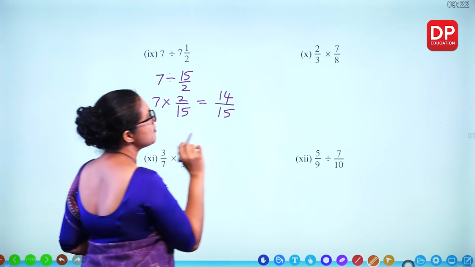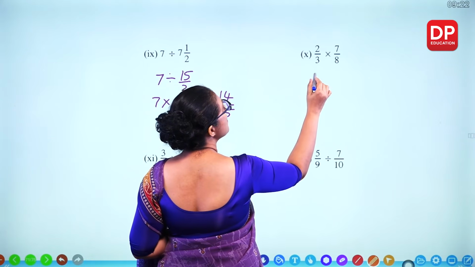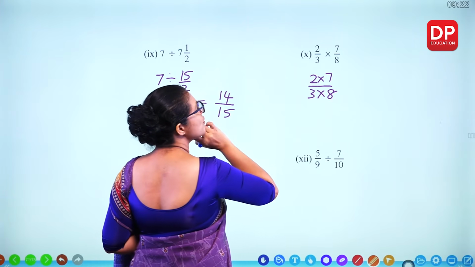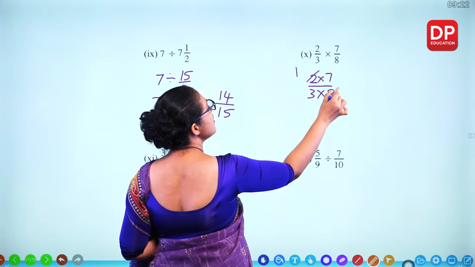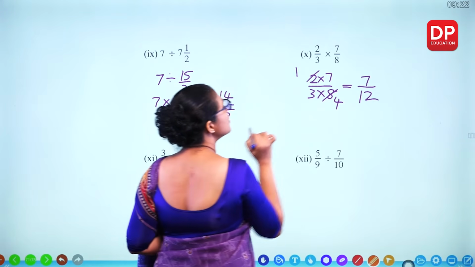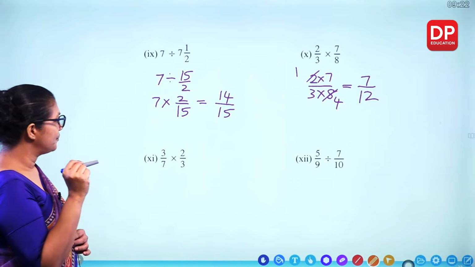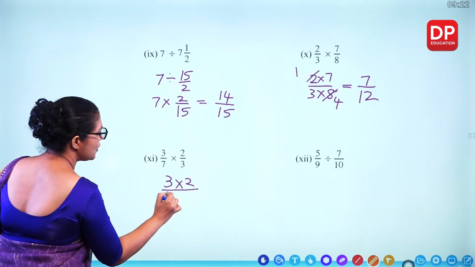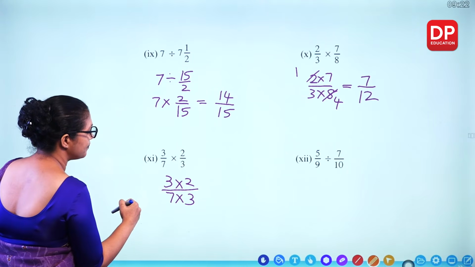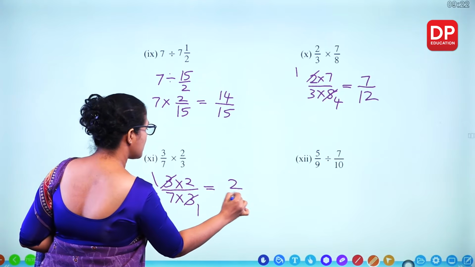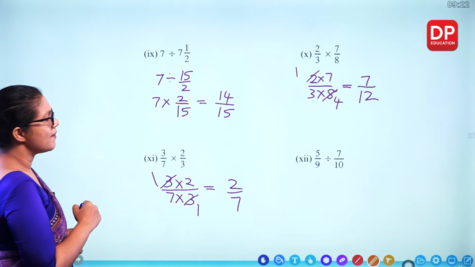This one, multiply fractions. Multiply the numerator separately and denominator separately. Can you simplify? Yes, 1 and 4 here. So 7 over 12. This one, multiply numerator separately, denominator separately. 3, you can cancel out. Answer is 2 over 7.